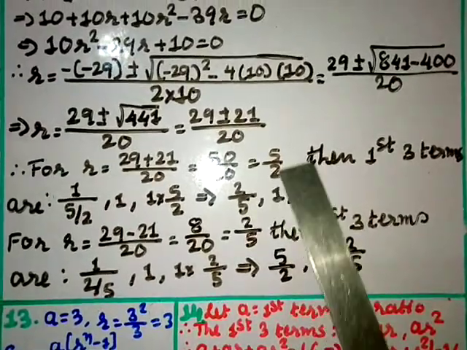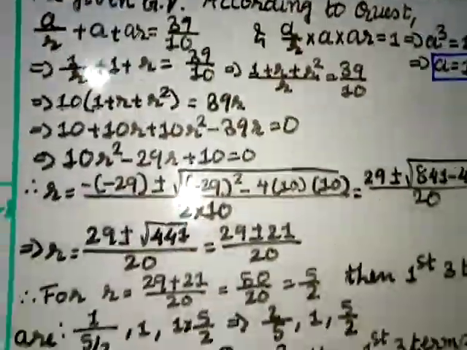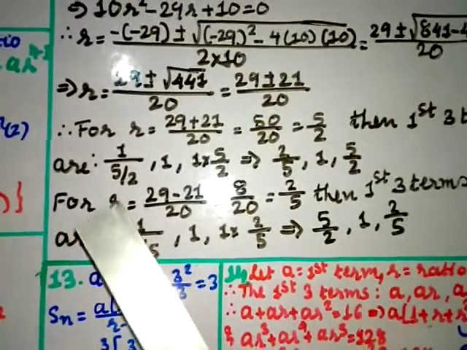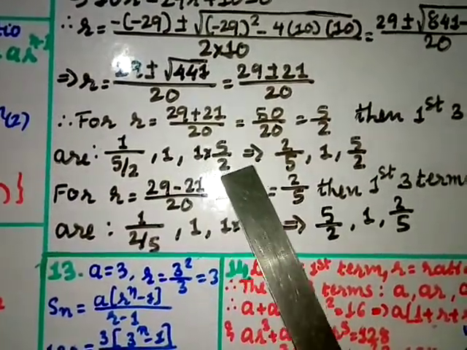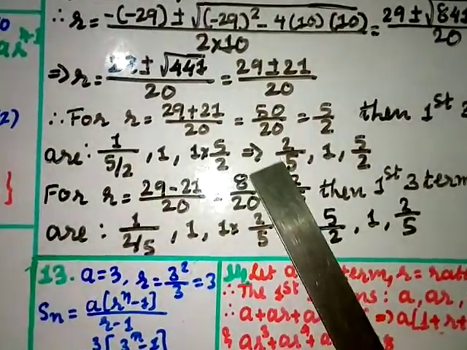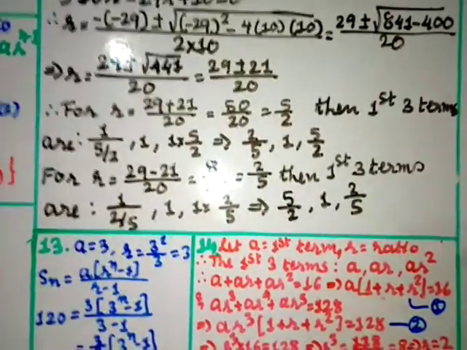If you take the ratio as 5 by 2, then the first 3 terms, a is fixed. We have found a equal to 1. So for the first 3 terms, just place in this a and r value. When you place a and r, you get 1, 1 into 5 by 2, and 1 into 5 by 2 squared. The 2 will go to the numerator, so 2 by 5, then 1, and here 5 by 2. So these are the terms when you take plus here.